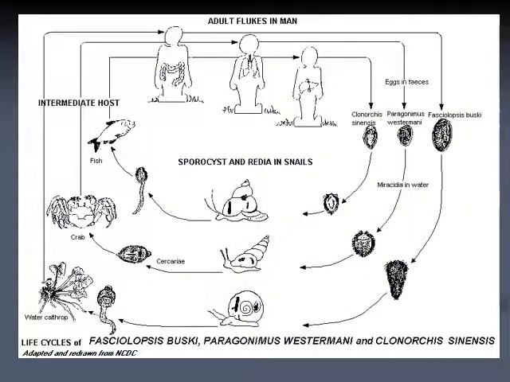This is a collective diagram for life cycles of many worms. Fasciolopsis buski, which is an intestinal trematode. Paragonimus westermani, which is a lung trematode or lung fluke. And Clonorchis sinensis, which is a liver fluke.